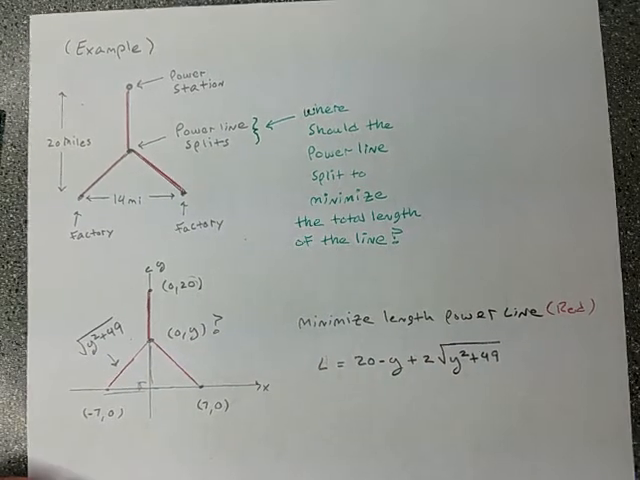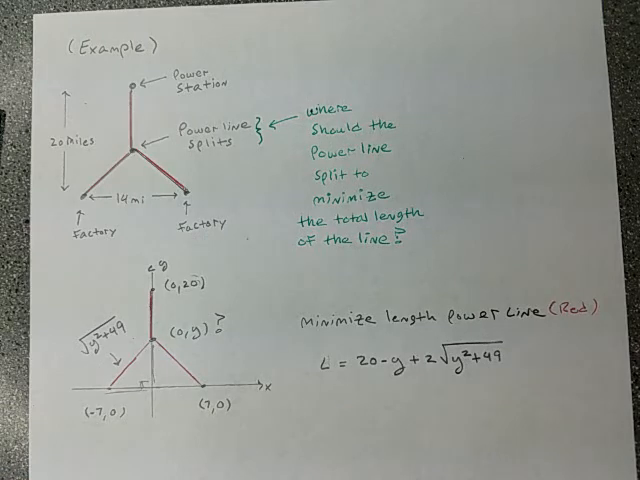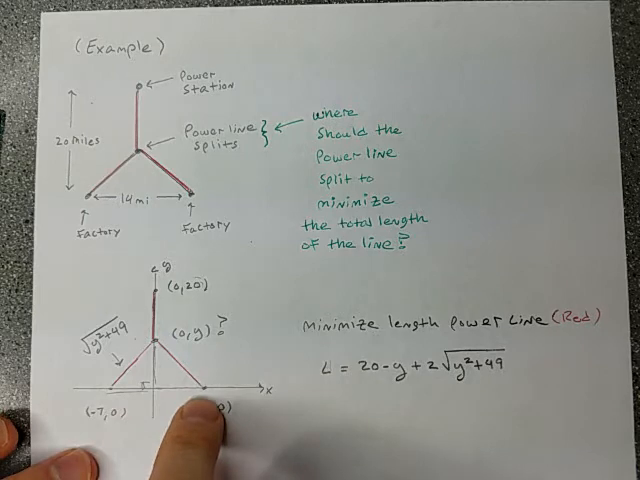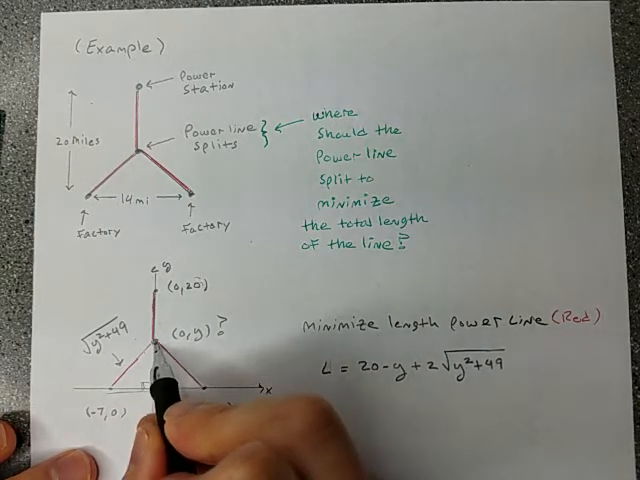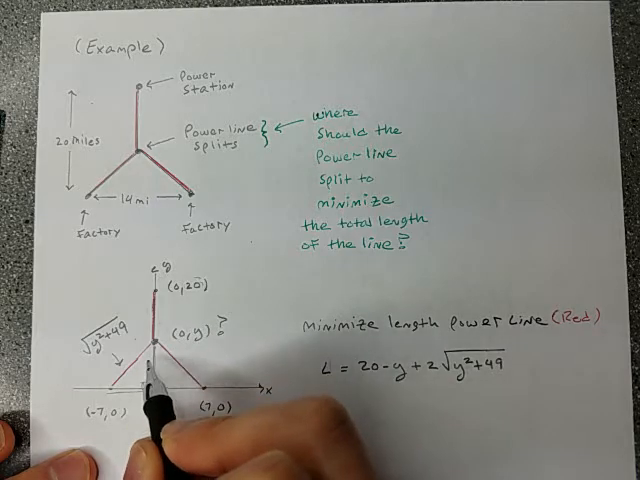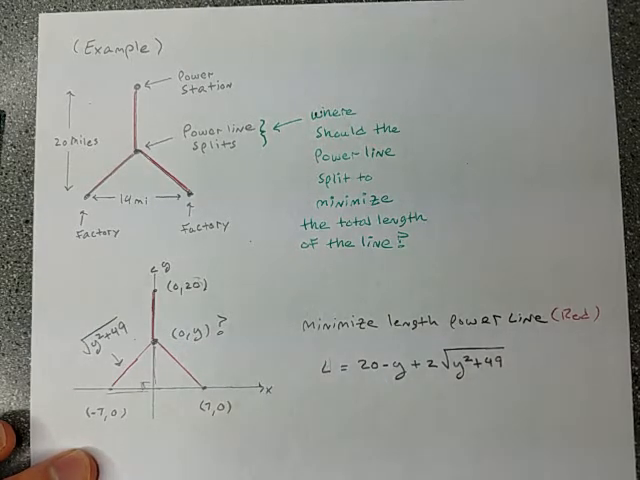Okay. All right. Now, what do we do with that? That measures how much line it's going to take, all based on where that point is, where the split occurs. It occurs at point y on the y-axis. This is a function of y.